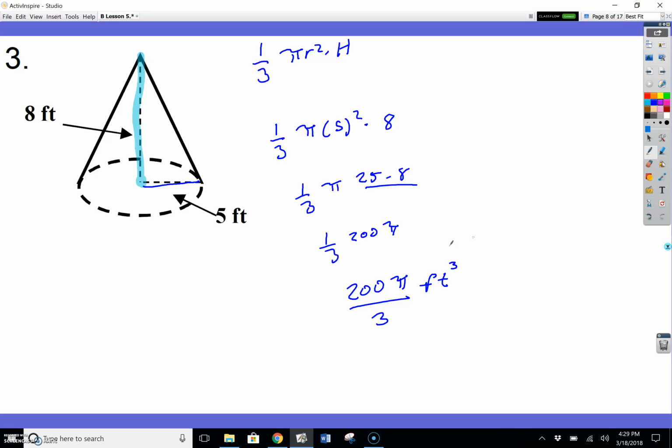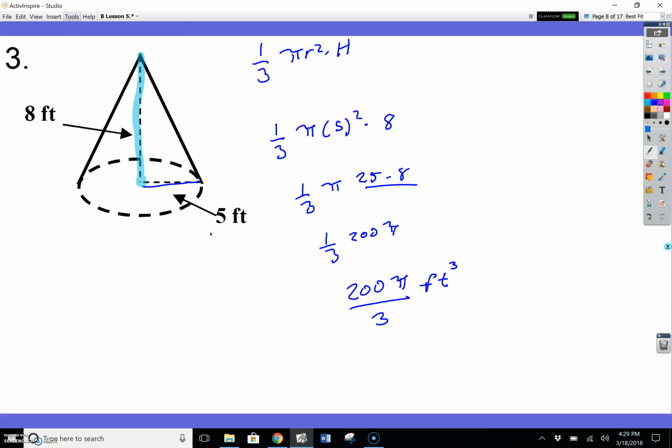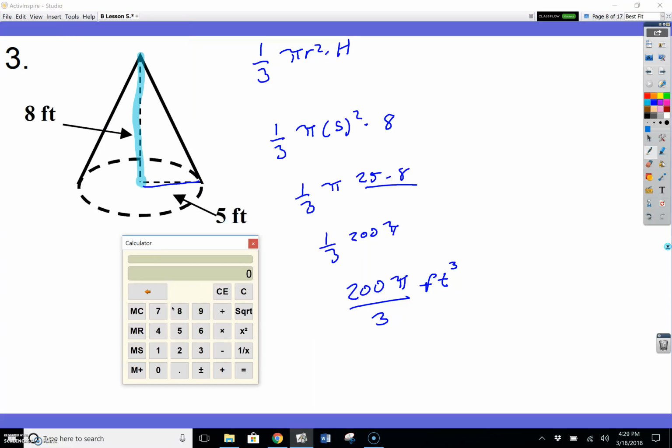Now I'm going to do the same problem, except what I'm going to do is multiply 200 by 3.14, and then I'm going to divide that by 3. So what we're going to do is do 200. Let me write that out so you can see what I'm doing. 200 times 3.14 divided by 3. So 200 times pi, which we're using 3.14 as our approximation for pi.